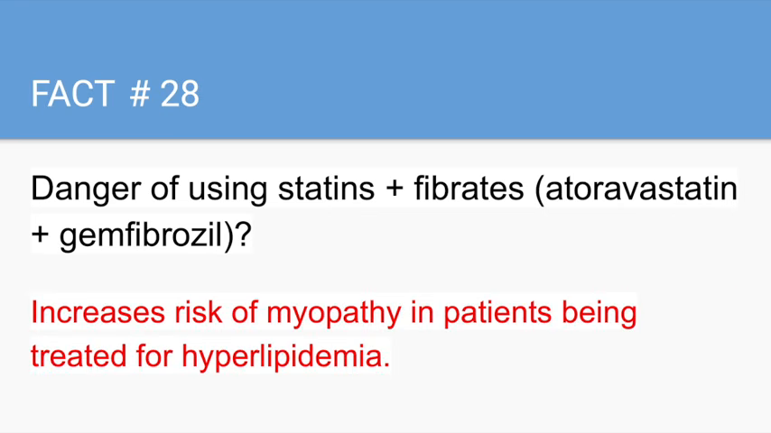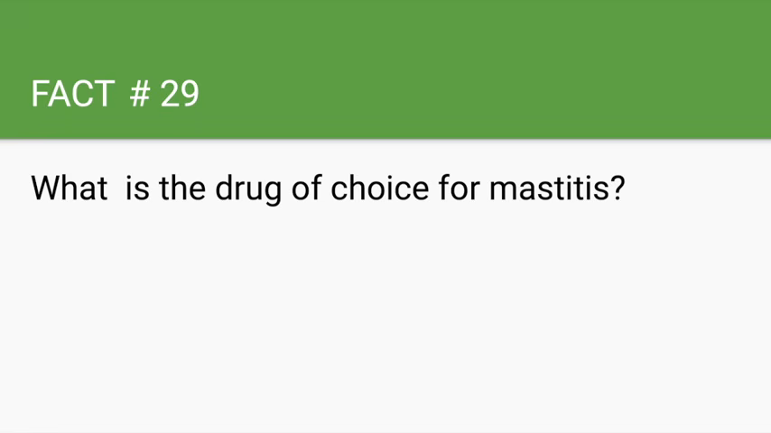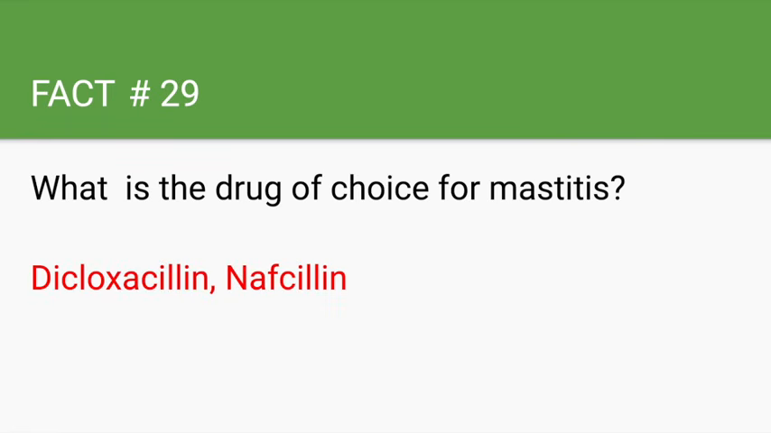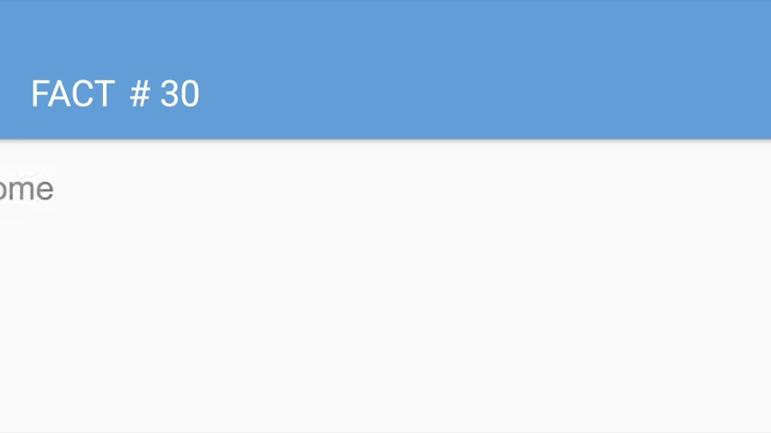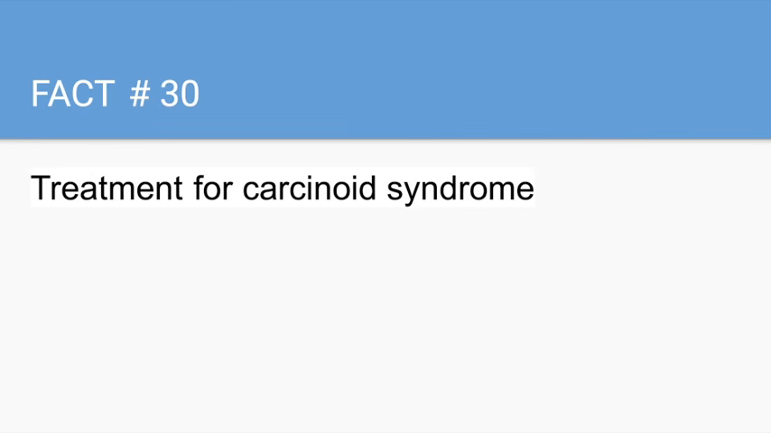What is the drug of choice for mastitis? Nafcillin or dicloxacillin. So mastitis is most commonly caused by Staph aureus, and patients with mastitis present with fever and unilateral breast tenderness. What is the treatment of choice for carcinoid syndrome? Octreotide.